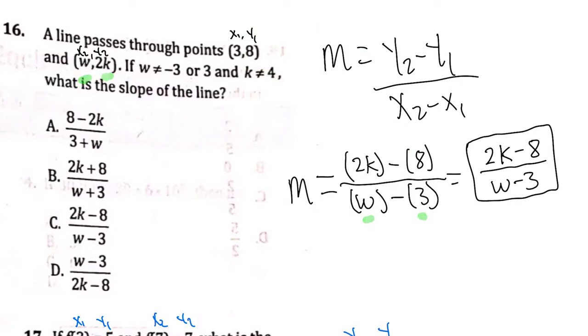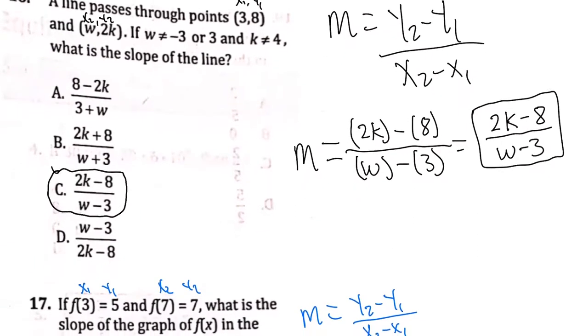W, and 3 is 3. Now, 2k minus 8, you can't do anything about it. W minus 3, you can't do anything about it. So the final answer here is 2k minus 8 all over w minus 3. So which one does it match? C. And you're done. Too easy, right?